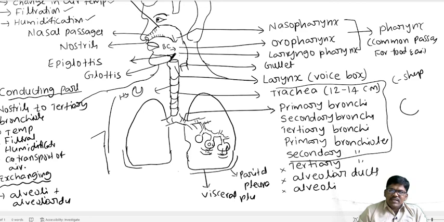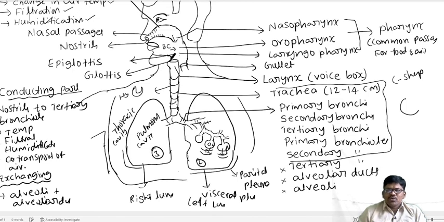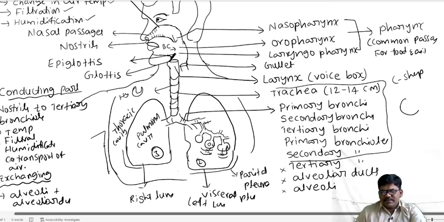Then the cavity which is present surrounding the lungs is called the thoracic cavity. The cavity which is present inside the lungs is called the pulmonary cavity. This is the right lung. The right lung has 3 lobes, and this is the left lung. Left lung has 2 lobes. That is about the human respiratory system. Thank you.